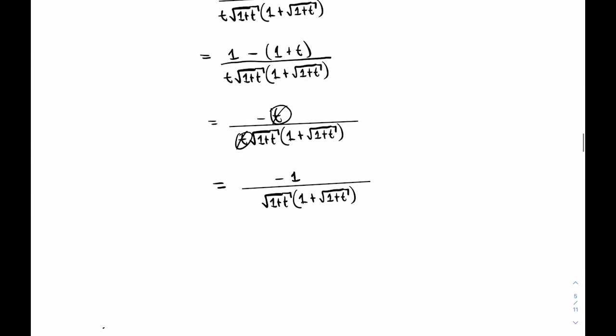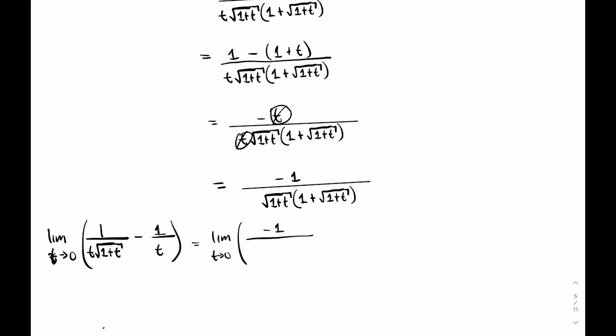And now we're left with the expression below, which we can use to go back to our limit to say that the limit as t approaches 0 of 1 over t times the square root of 1 plus t, minus 1 over t, is equal to the limit as t approaches 0 of negative 1 over the square root of 1 plus t times (1 plus the square root of 1 plus t).